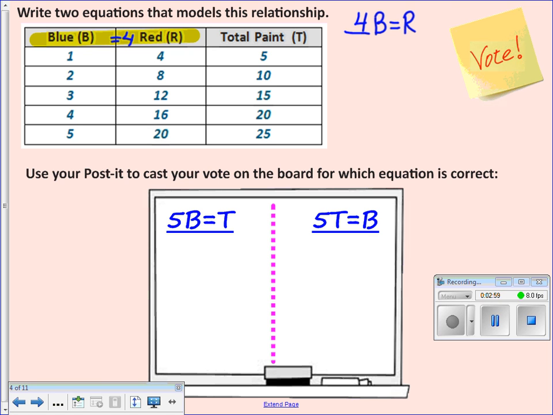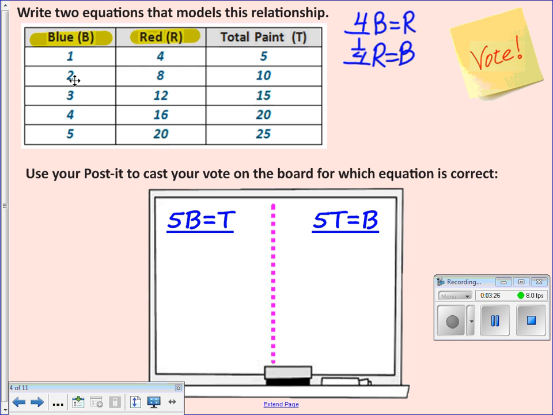Now let's take a look at red to blue. What do I have to do to red to equal blue? I'm dividing it. I'm making it smaller. I don't need as much. Instead of dividing by 4, we can say multiplying by 1/4 because dividing by 4 is the same thing as multiplying by 1/4. Good. But now, take a look at the board.